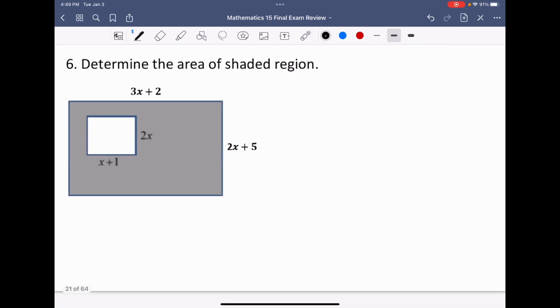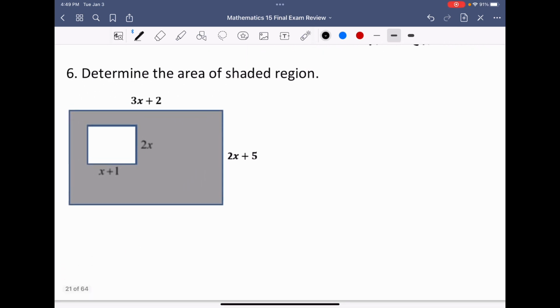All right, now determine the area of the shaded region. This is a really popular one for unit tests or certain quizzes that you may see in the future. When you deal with these types of problems, what they're trying to get you to do is realize that you need to do 2 simple multiplications and then subtract those from one another.